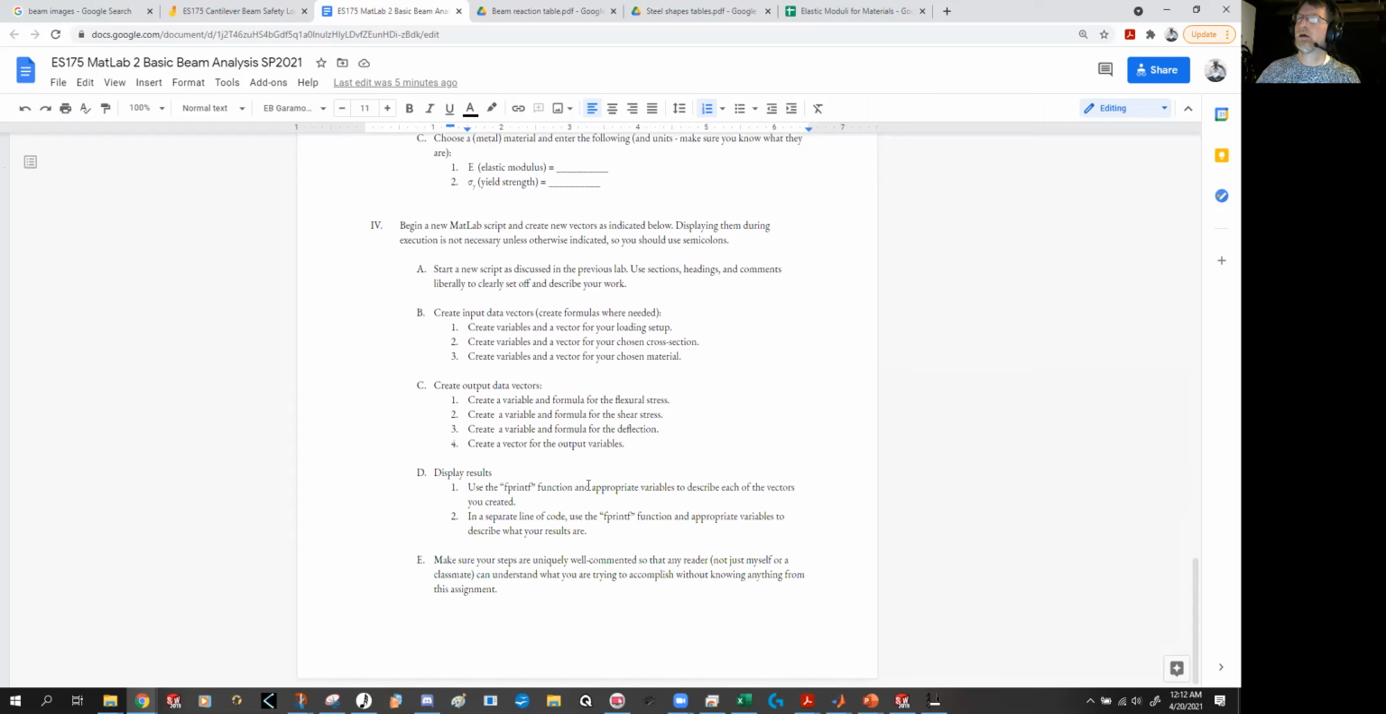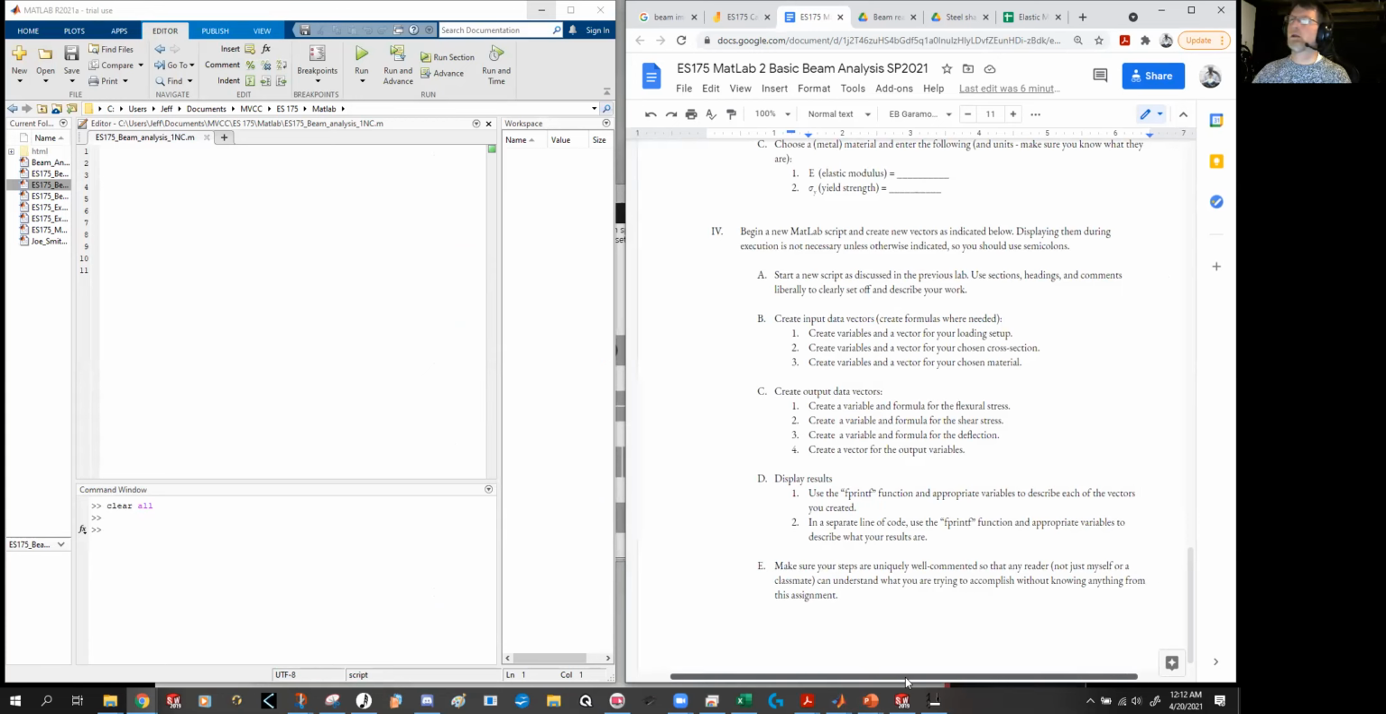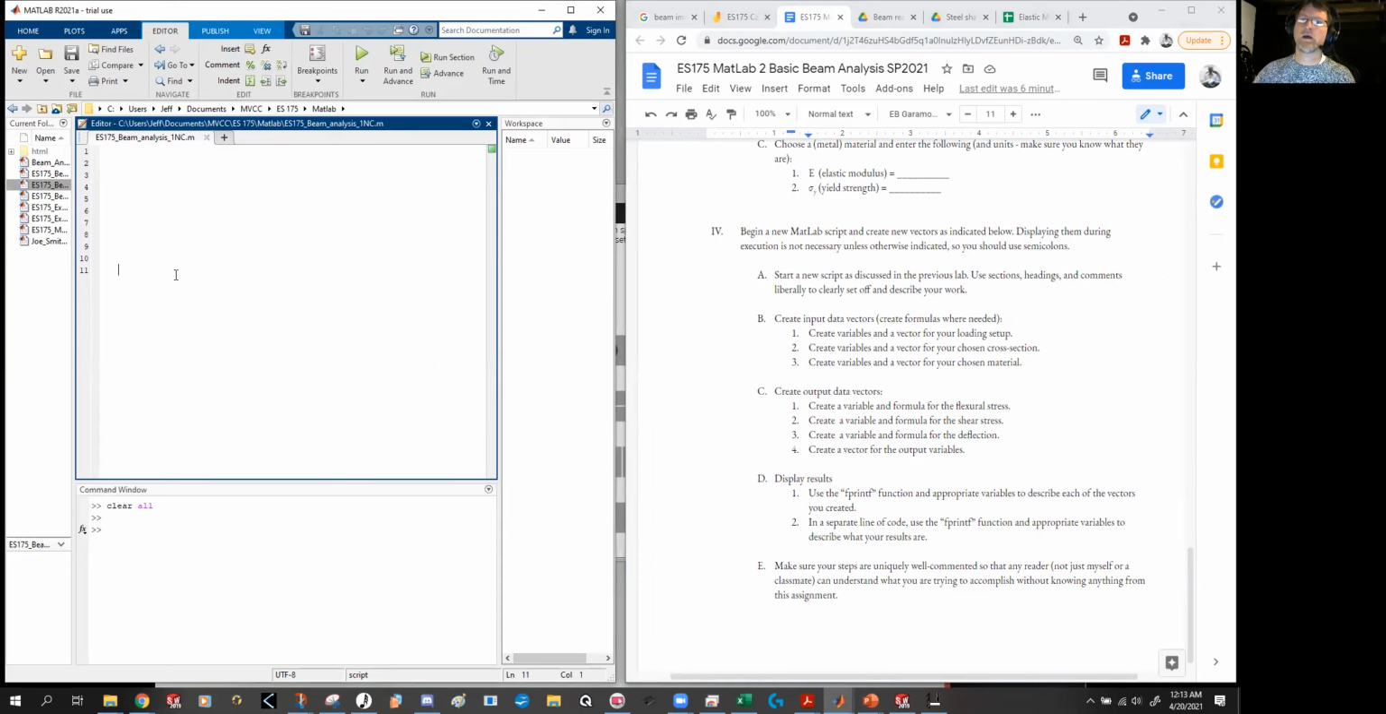All right, then begin a new MATLAB script. So this is where I'm going to shift over to this here. Okay, so we've got our assignment over on the right and the MATLAB script over on the left. Now, you can create a new one. I hope you did. I already did, and I've got some stuff that I was working on before. Okay, so I'm starting a brand new one here. I've already saved it.